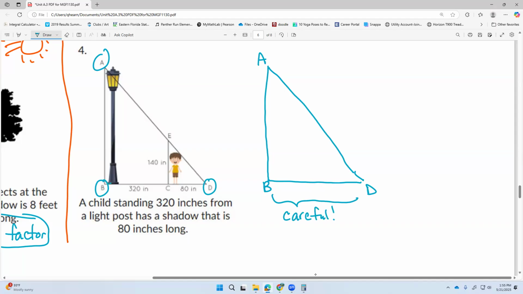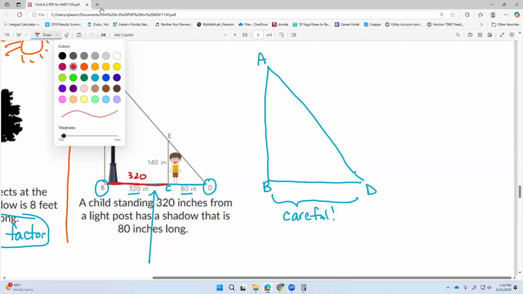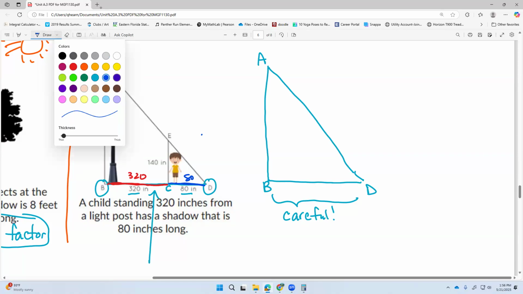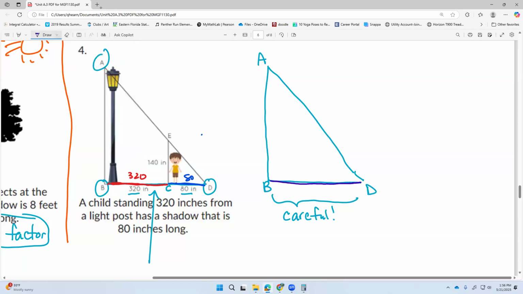Okay, looking at this here, a lot of times people don't understand what the implication is. Do you see how there's the number 320, there's the letter C, and then there's the number 80? What do you think they're indicating here? They're indicating that the length BC is 320, and the length from C to D is 80. But we're looking for an entirely different length. We're looking for everything from B to D.